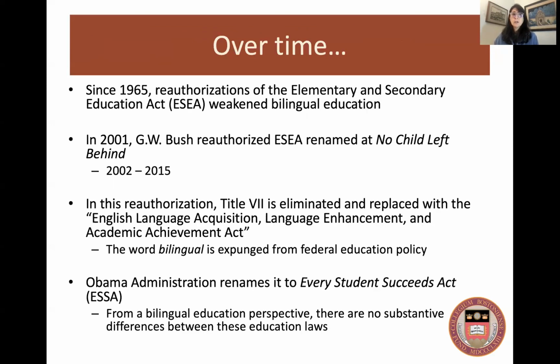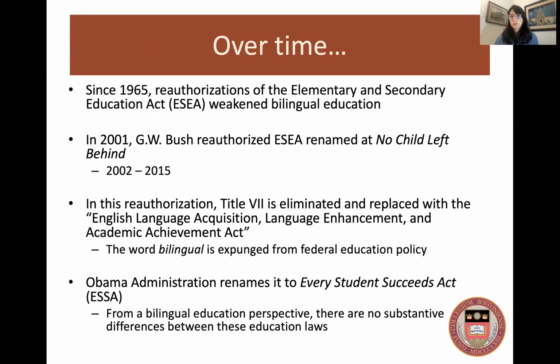legislated bilingual education. So since 1965, reauthorizations of the Elementary and Secondary Education Act, the ESEA, weakened bilingual education. This was an act that, as part of Title VII, offered some specific laws for education in general. And even though there was a Bilingual Education Act, it lost strength, and the ESEA prevailed. And that's what George W. Bush in 2001 reinstated as the ESEA, calling it No Child Left Behind, and it lasted 13 years. In this reauthorization, Title VII was eliminated and replaced with the English Language Acquisition, Language Enhancement and Academic Achievement Act. So the word bilingual is expunged from federal education policy totally at this point.